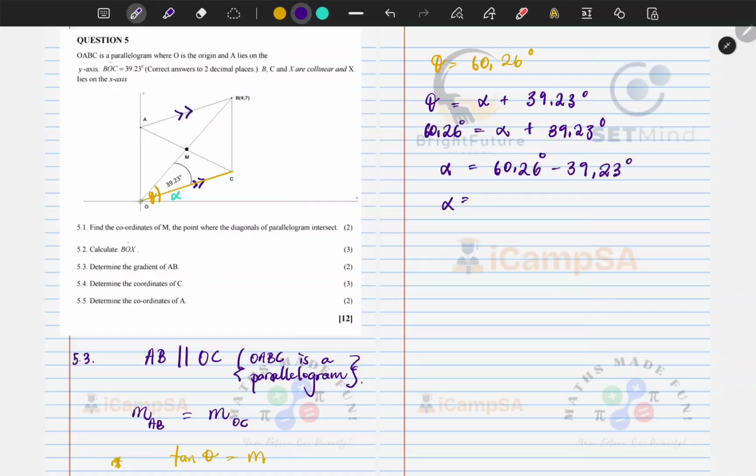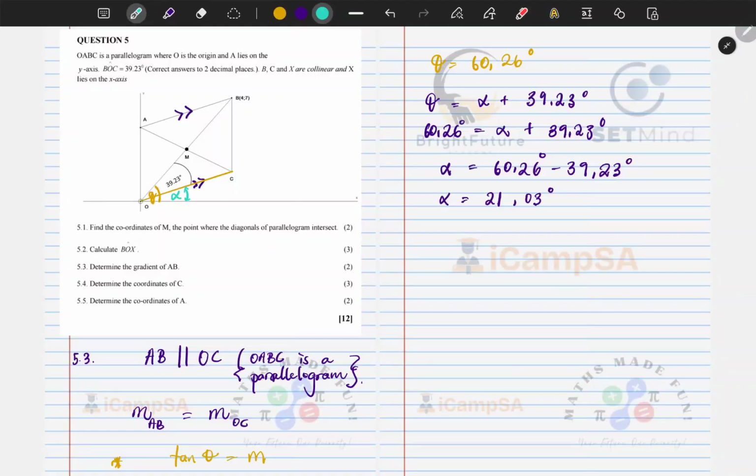So alpha is going to be, when you punch your calculator, 60.26 minus 39.23, it should give you 21.03 degrees. Great. So now we have alpha. Alpha is this angle from here to there.